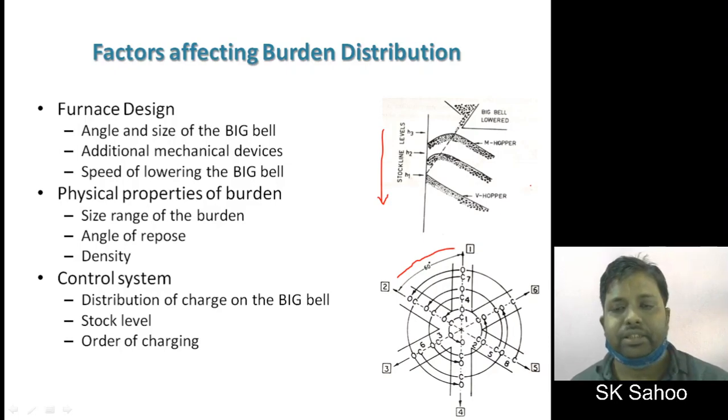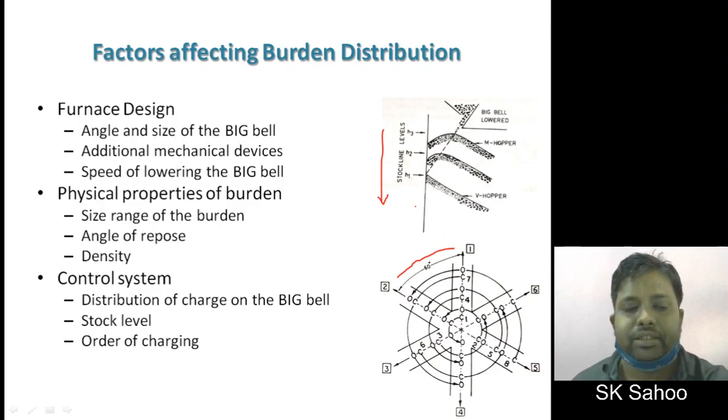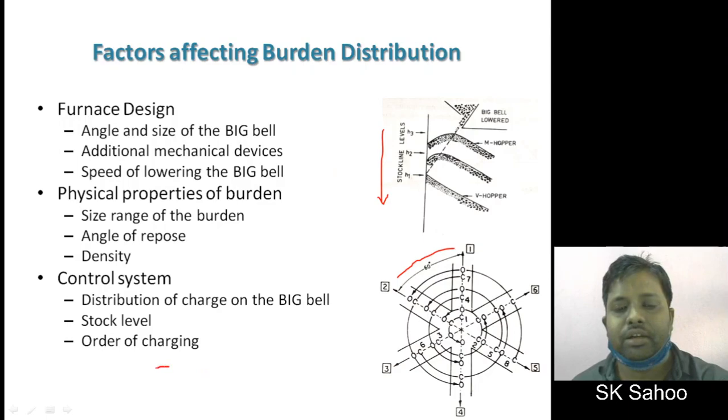Then order of charging. What is order of charging? That is the sequencing of blast furnace raw materials. Generally, we denote coke as C and ore as O. Different types of charging sequences are there depending upon your furnace size and other parameters. Proper sequencing of charge accounts for uniform gas flow in the bed.